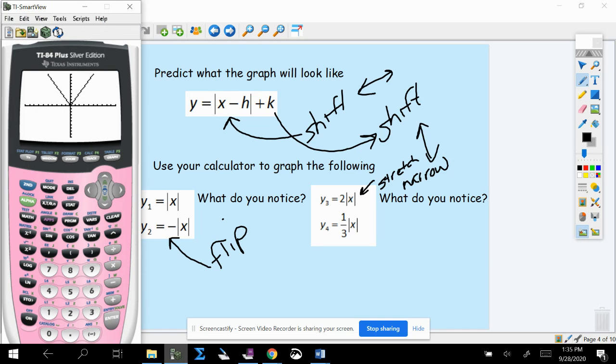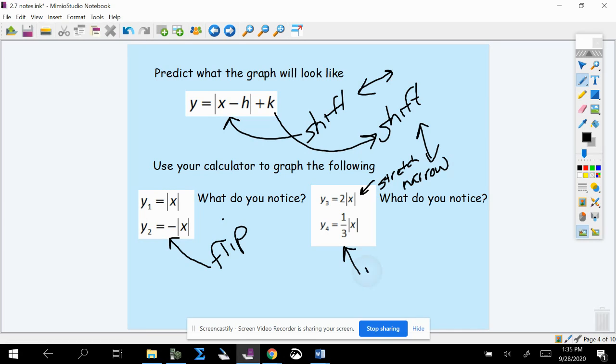Versus if I put a number in front of the absolute value that is a fraction. So let's try 1/3 times the absolute value of x. What that does, we call this a compression, or it makes this wider. So it compresses or makes the graph wider. The reason it does this is it changes the slope of the branches.